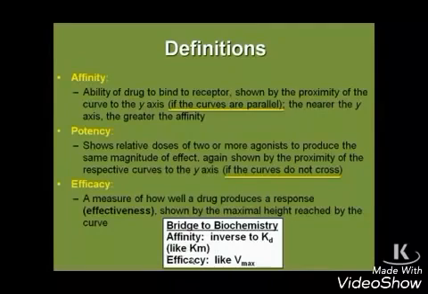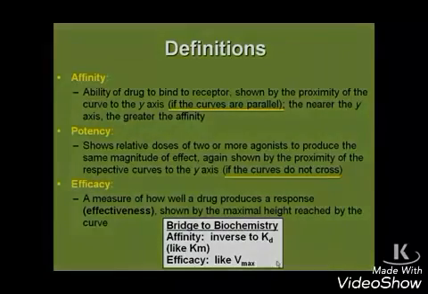And when it comes to efficacy, certainly when you're thinking about efficacy in terms of the maximal effect, what's termed the Emax, this is very similar to the maximal velocity, or Vmax, that you learned about in biochemistry.